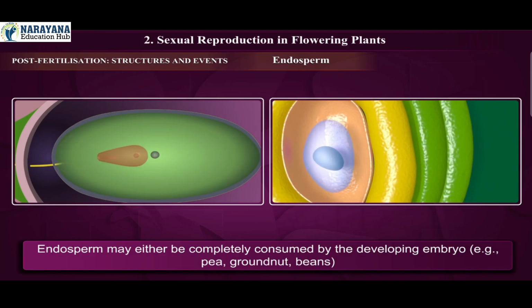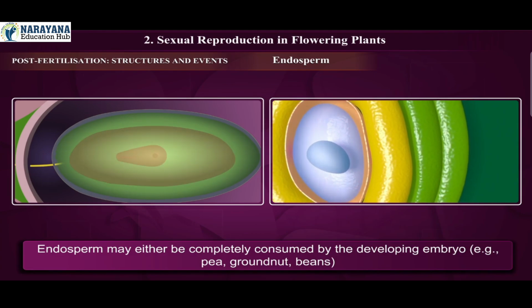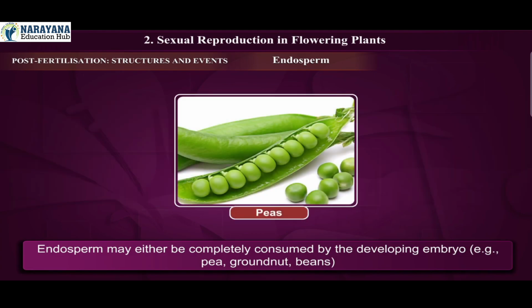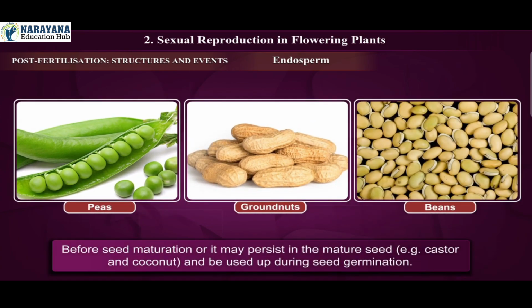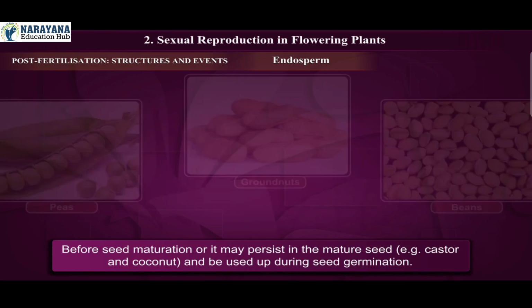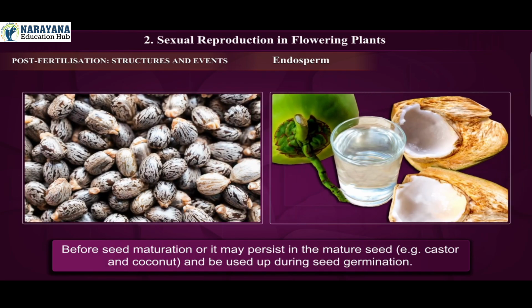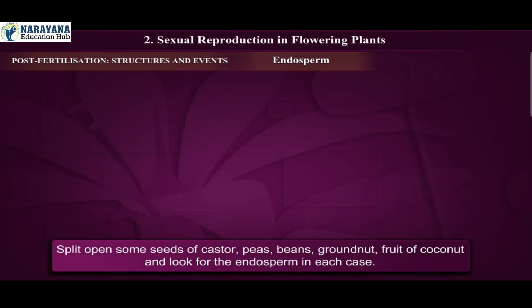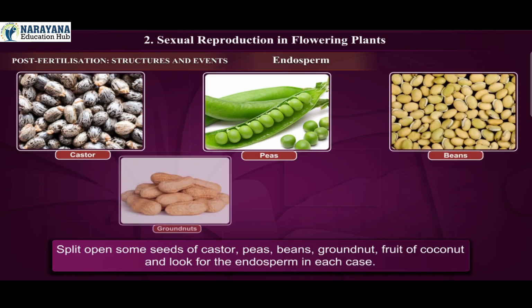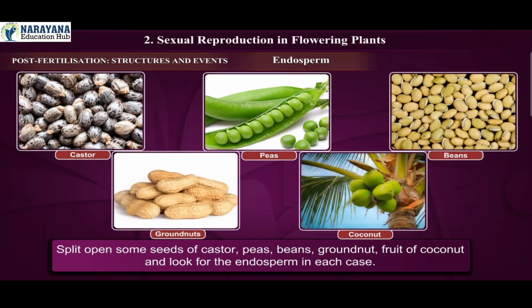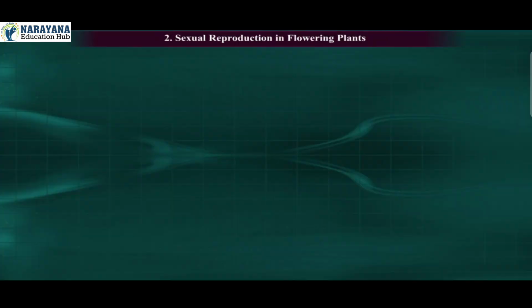Endosperm may either be completely consumed by the developing embryo before seed maturation, for example, pea, groundnut, beans, or it may persist in the mature seed, that is, castor and coconut, and be used up during seed germination. Split open some seeds of castor, peas, beans, groundnut, fruit of coconut, and look for the endosperm in each case.